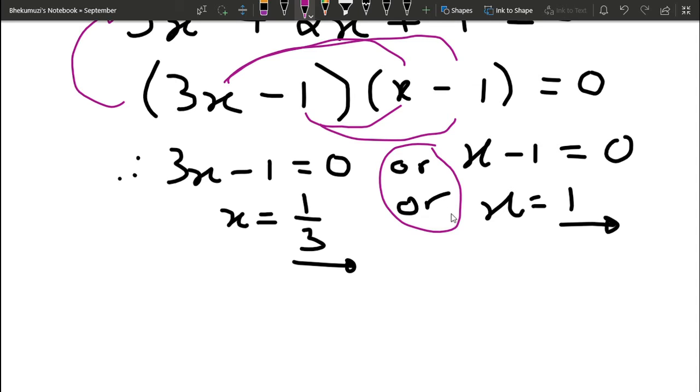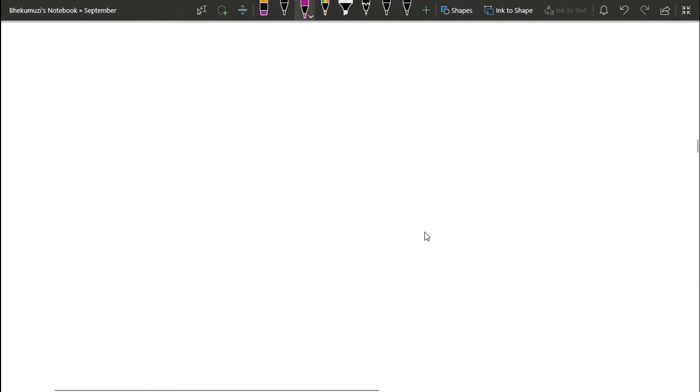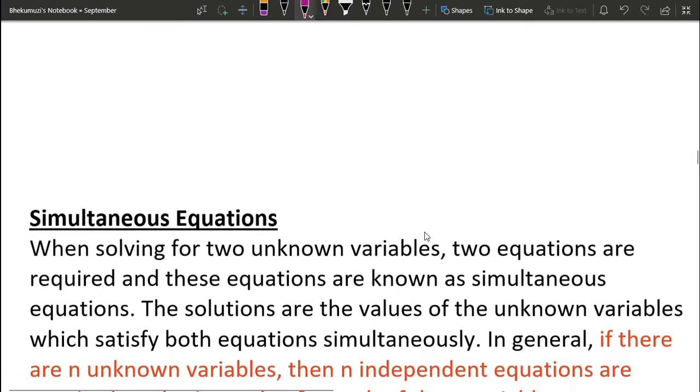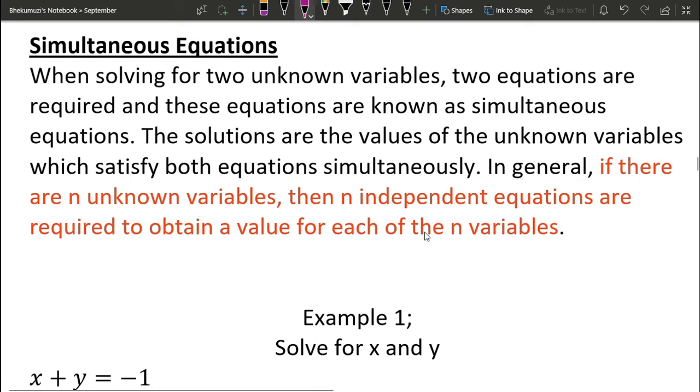Okay, so don't get confused and start writing and. Okay, it is a big mistake.